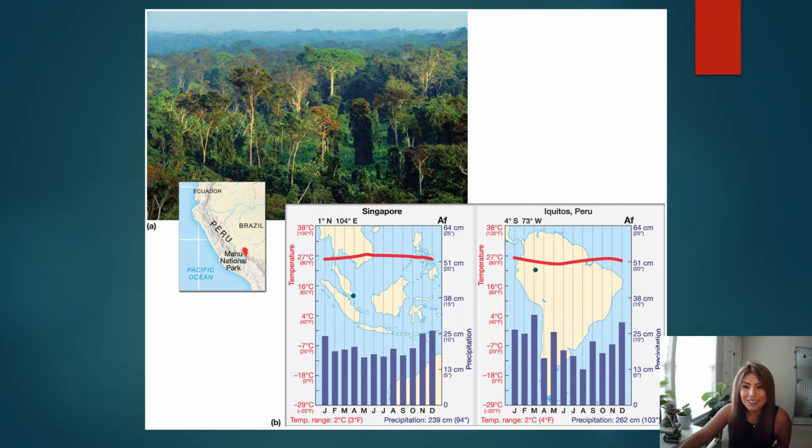So all year long, you have abundant rainfall, pretty similar rainfall. We're looking at two places. We're looking at Singapore, which is at 1 degree north, 1 degree above the equator, and we're looking at Peru, which is about 4 degrees below the equator. Different hemispheres, but very, very similar in climate. Abundant rainfall all year long. I mean, all above 13 centimeters, 20 centimeters, which is a lot of rainfall all year long, okay? So here are your climate graphs for your AF.